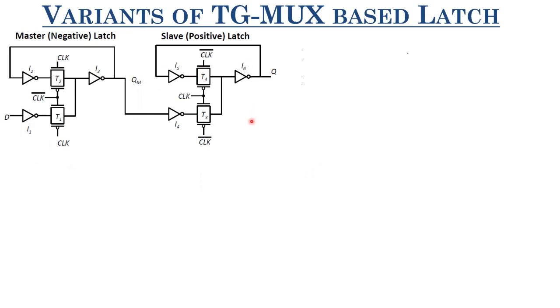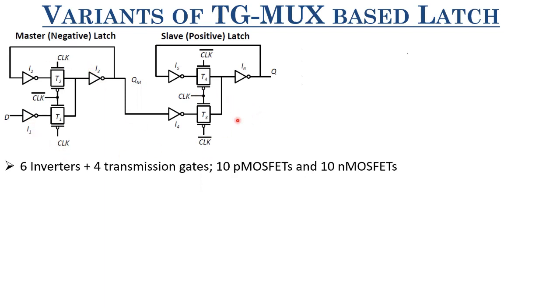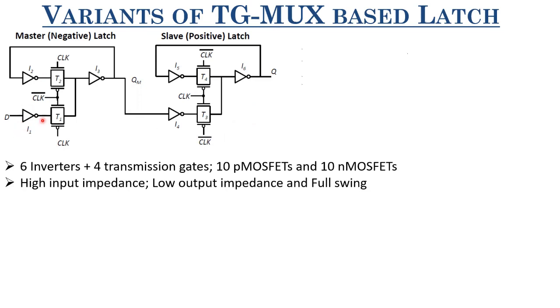Now if you look at its design, you can see there are 6 inverters and 4 transmission gates. So there are a total of 20 MOSFETs. Out of them, 10 are P MOSFETs, 10 are N MOSFETs. Characteristics wise, since D input is connected to the input of an inverter, it shows a high input impedance. And since Q is connected to the output of an inverter, it shows a low output impedance. And also there is full swing. So that way it is very good.